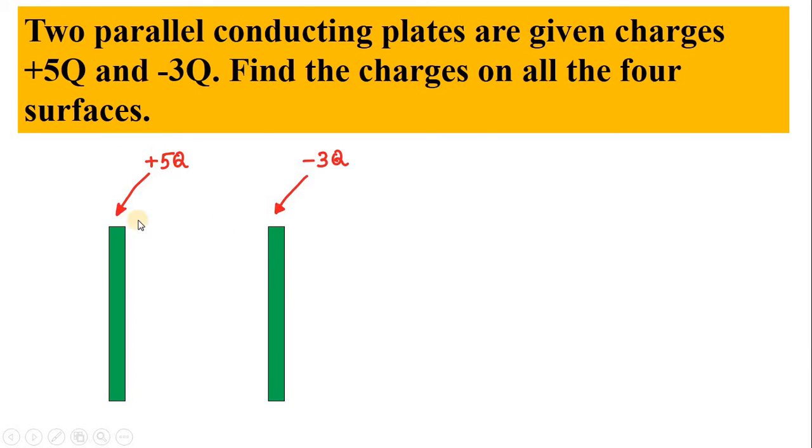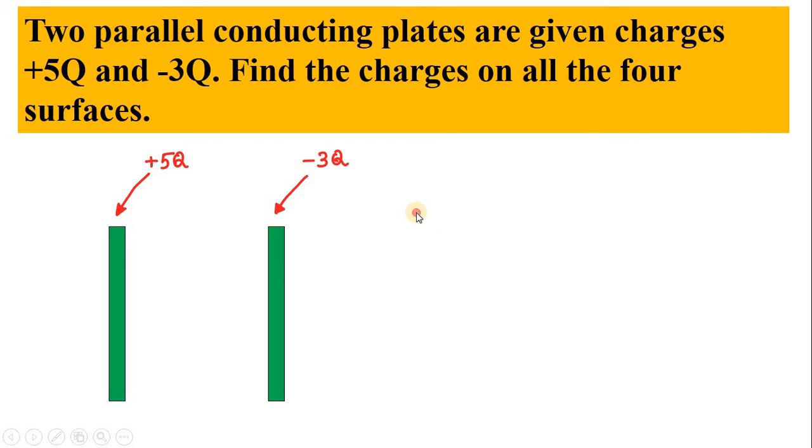When I give the charge 5q to this conducting plate, it is not necessary that half of this charge will go to this side and the remaining half will come to this side. There are certain rules to be followed. So in order to find out what will be the charge on the first surface, second, third and fourth surfaces, we follow some shortcut tricks.